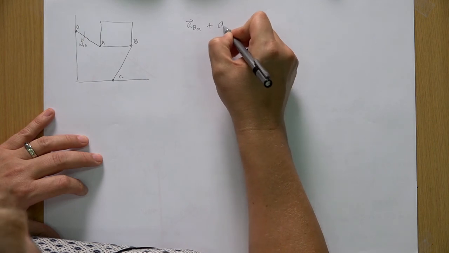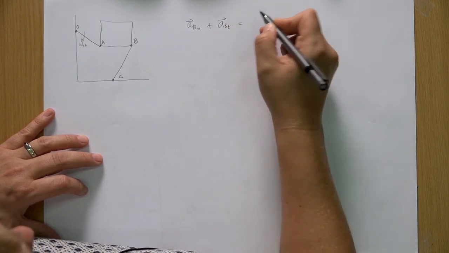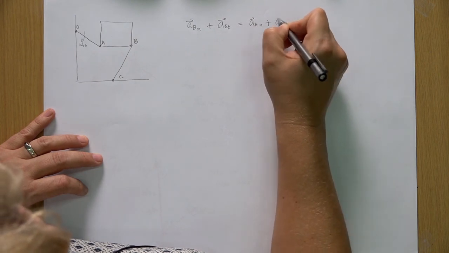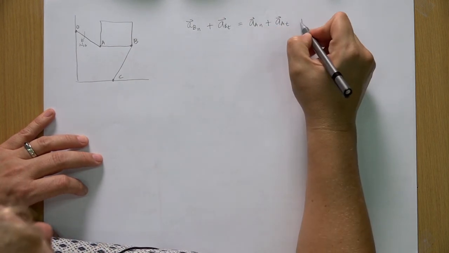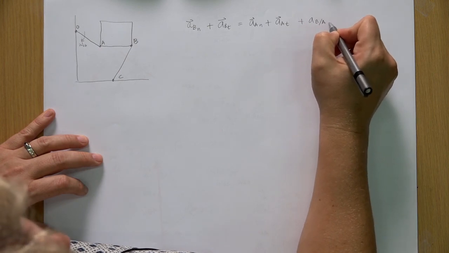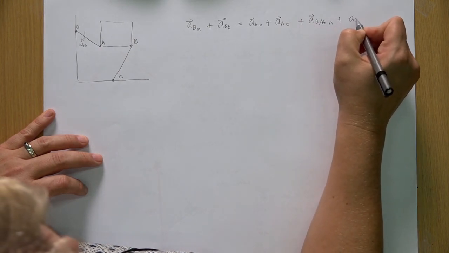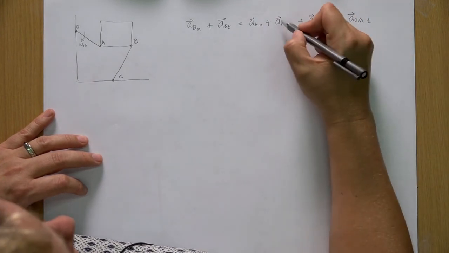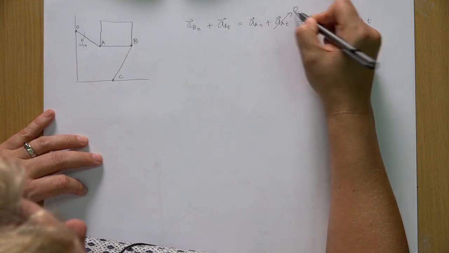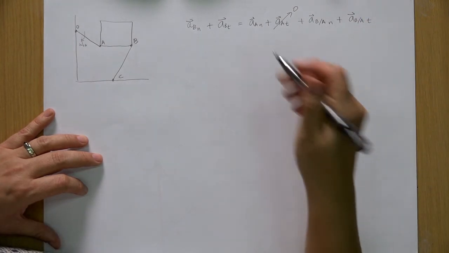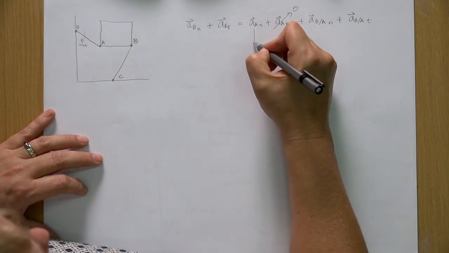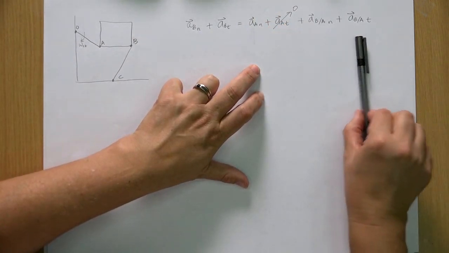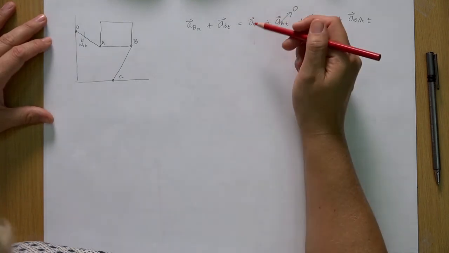AB normal plus AB tangential equals AA normal plus AA tangential plus AB relative to A normal plus AB relative to A tangential. We know that AA tangential is 0. Let's come now and look at our picture and work out the directions of these vectors.